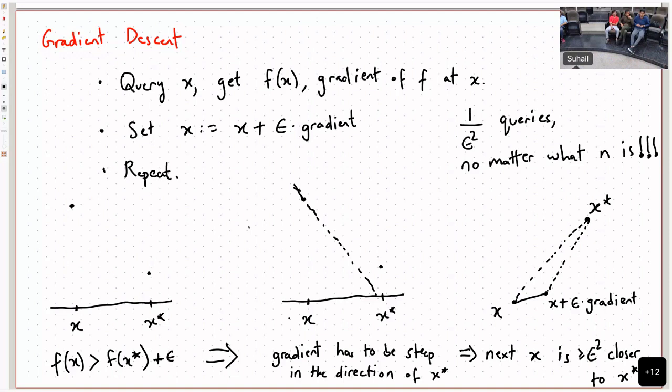It doesn't even depend on the number of parameters. Even if you have a million parameters, if epsilon is 1 by 1000, you only need 1000 squared queries. So if 10 million parameters, it's still just 1000 squared queries. And that's why gradient descent is so good. In the case of neural networks, places which have so many parameters, you only need a constant number of queries.